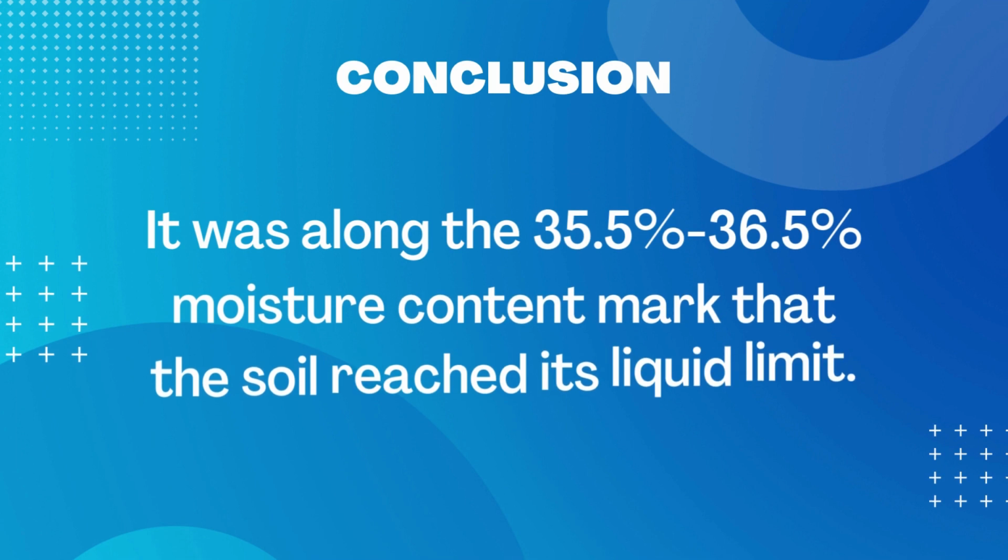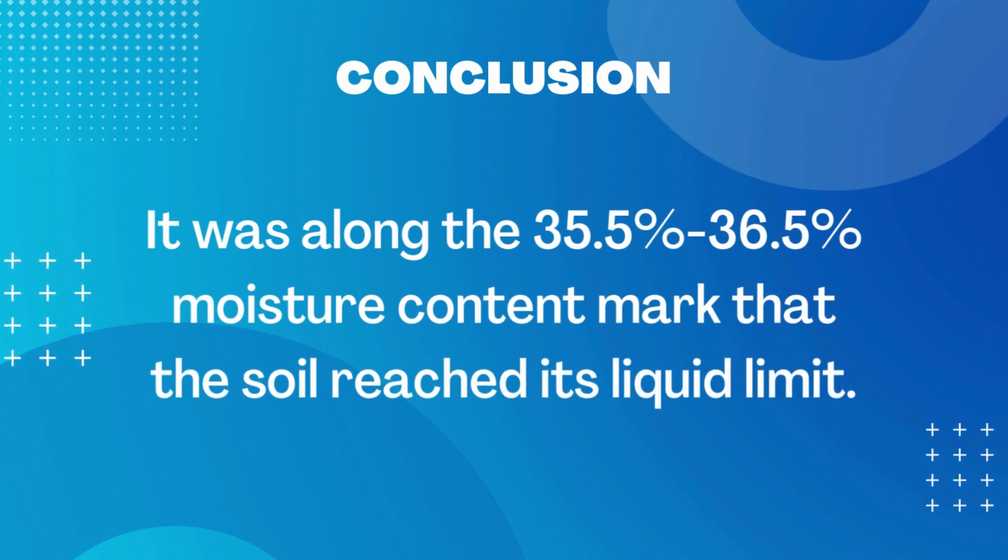We failed to pinpoint the exact moisture content at which it hits 25 blows because of time constraints. The closest ones were 35.5% moisture content with 28 blows and 36.5% with 24 blows. With that, the group concluded that it was along the 35.5% to 36.5% moisture content mark that the soil reached its liquid limit. We started with a soil of 30% moisture content, gradually incrementing it by 1 to 2%.